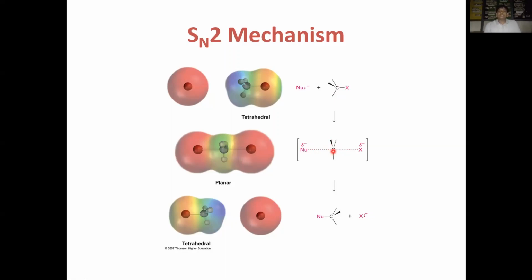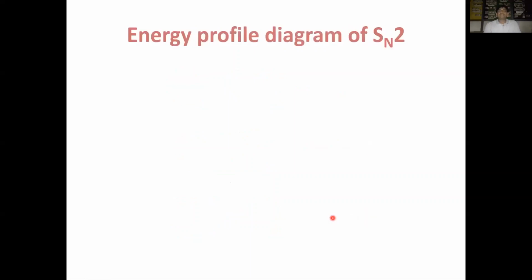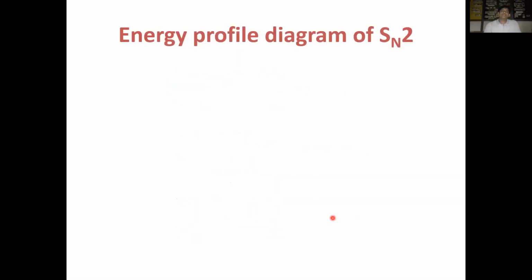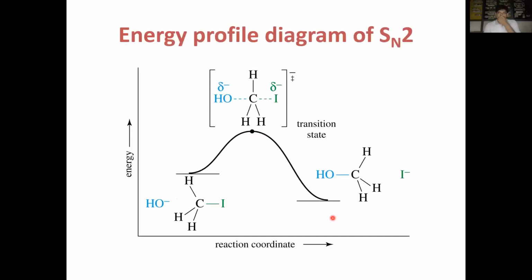This transition state decomposes into the nucleophile-substituted product, and there is a leaving group. Again, this sp2 hybridized carbon will be converting into sp3 hybridized carbon. So finally, sp3 will be converting into sp2, and sp2 will be converting into sp3 in the case of the SN2 mechanism. And what is the energy profile diagram of SN2? What is the energy profile diagram?